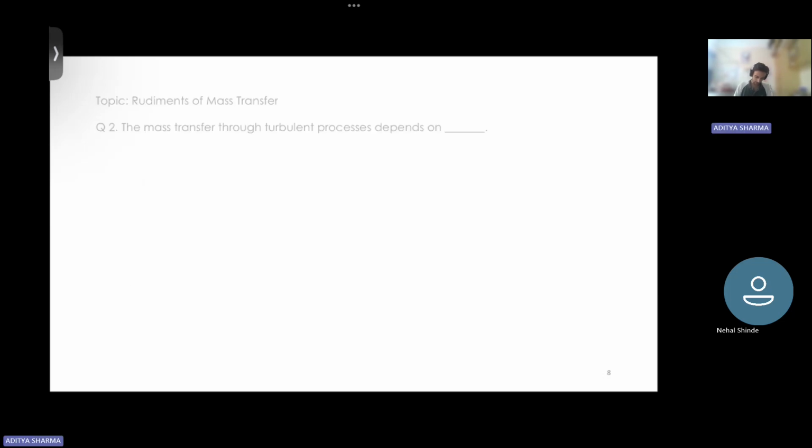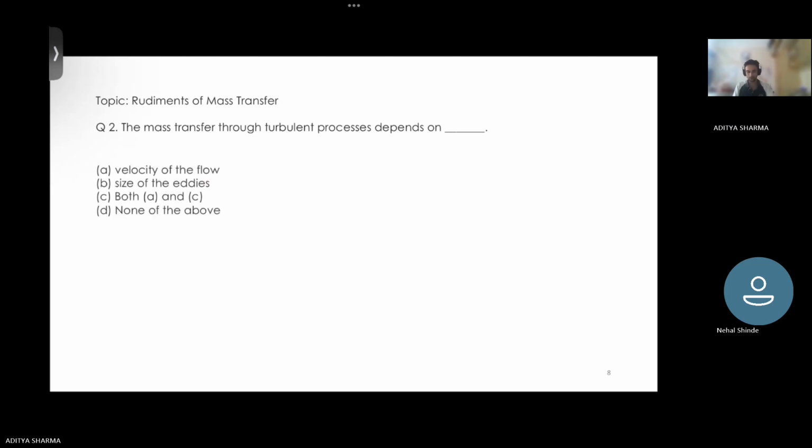After that, the second question again is on rudiments of mass transfer. It's a multiple choice type of question.